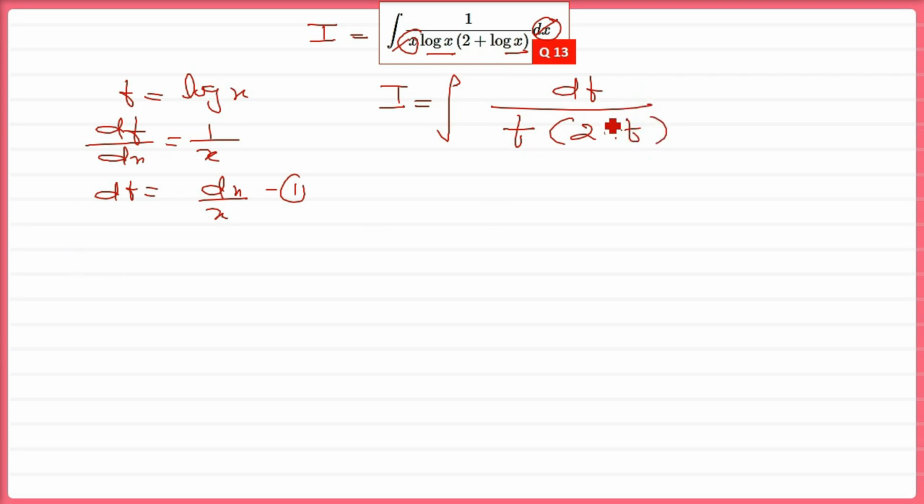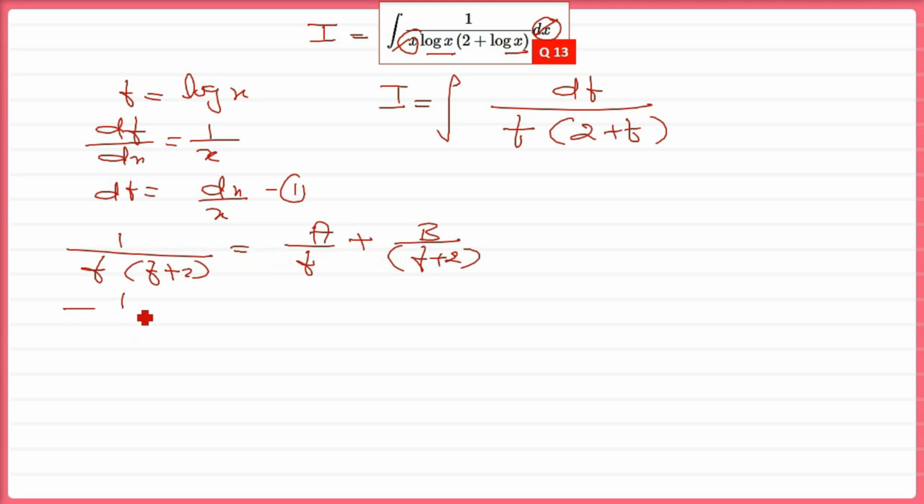So we need to find out the partial fraction. It will be quite easier because 1 by t into (2 plus t) is straightforward. We don't have to worry about the order of numerator and denominator; the denominator has higher order. So you can have A divided by t plus B divided by t plus 2. So we are actually finding capital A and capital B.